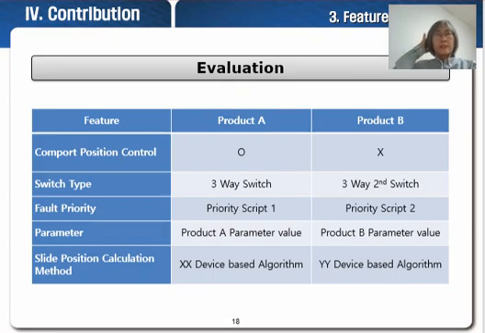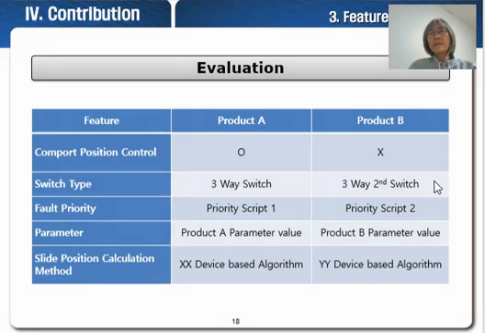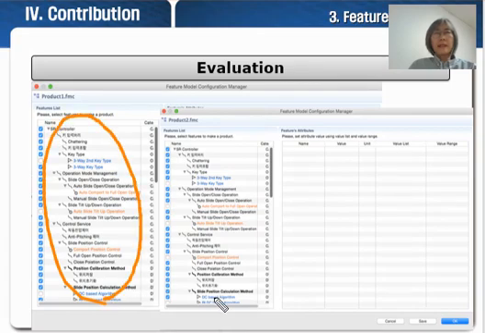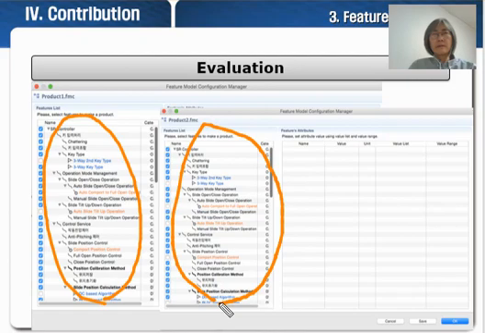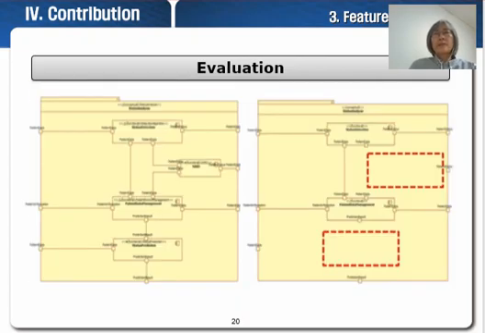To evaluate our suggested guideline, we selected two products. Each product has specific requirements like this. This is related with the optional feature, and these are related with the alternative features. Based on this configuration for product A and this configuration for product B, we can select features for each product, and based on the selected features, the product configurator generates the document and the product implementation code.